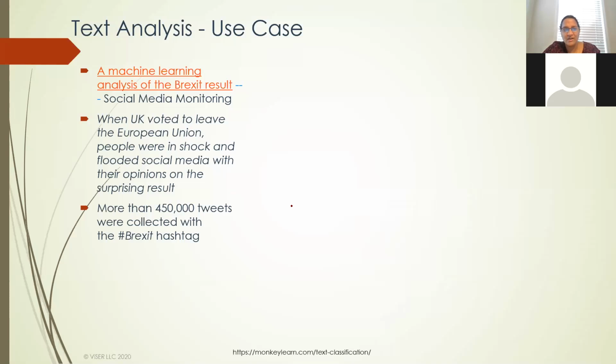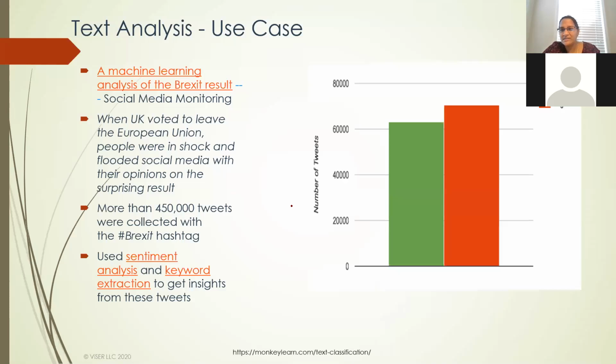So they analyzed around 450,000 tweets, and all of them had the hashtag Brexit. They used some algorithms and keyword extraction, and they got these insights. As you can see, green represents the positive sentiment and red represents the negative sentiment.